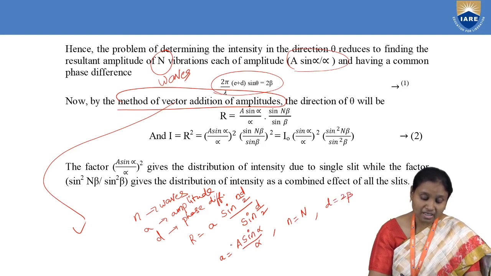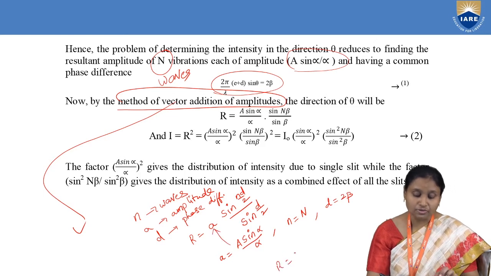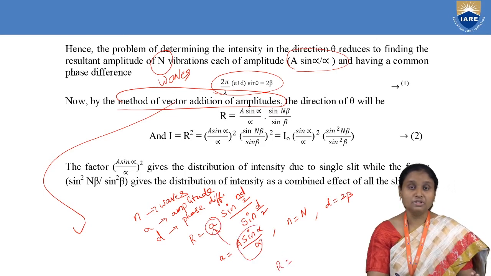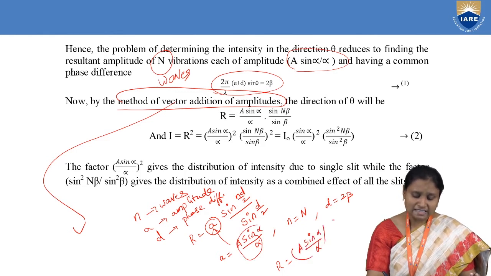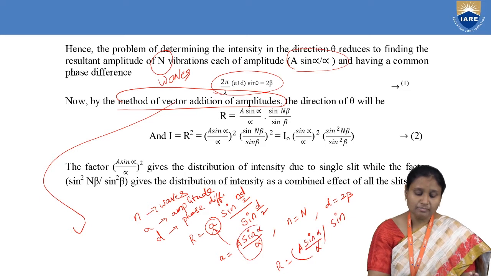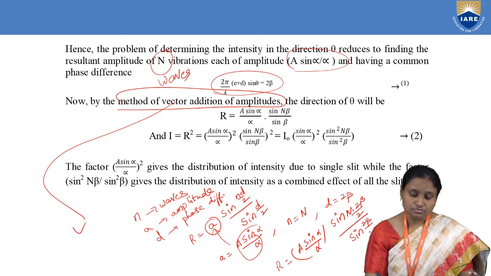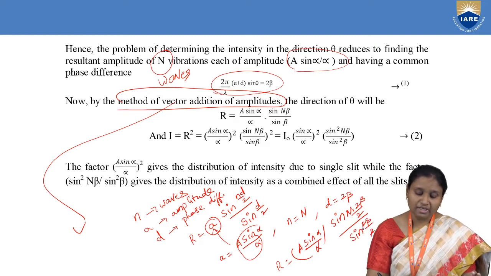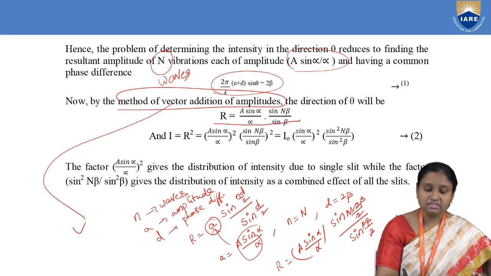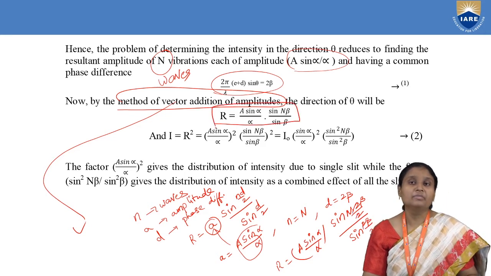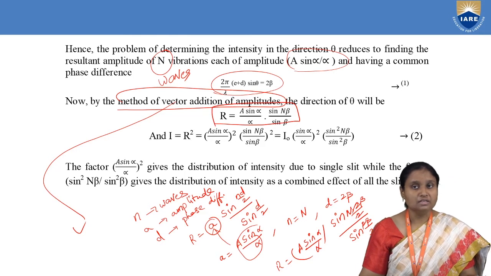Okay. So now if I make these substitutions, R is equal to, in place of A, I substitute A sin alpha by alpha, into sin, and here in place of small n, I'll have capital N into 2 beta by 2. Then in the denominator, sin of d by 2, where d is 2 beta, so 2 beta by 2. So this 2 will get cancelled. You end up having the resultant amplitude as A sin alpha by alpha into sin N beta by sin beta.